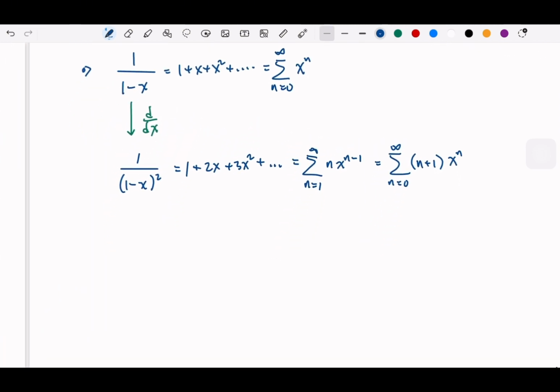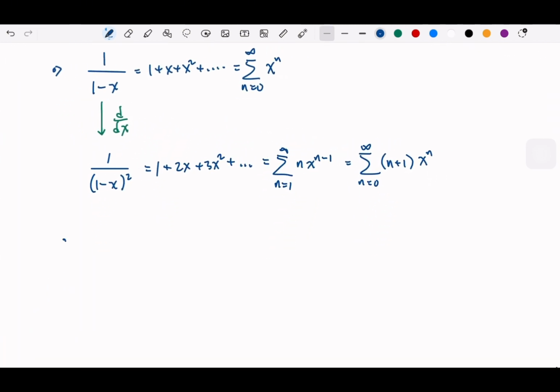Now the next example, suppose that we have ln(1 plus x). Now we would like to know what is the series representation of the ln. So we would like to write it in terms of series.